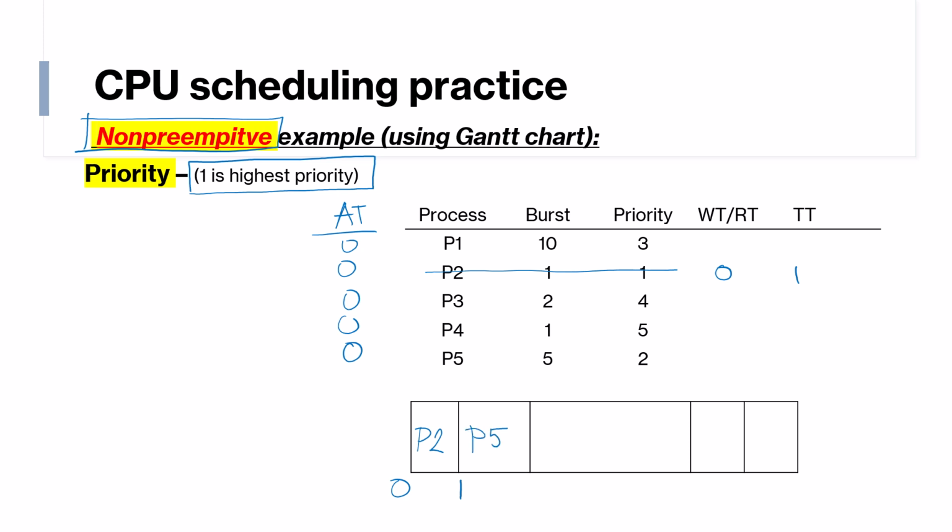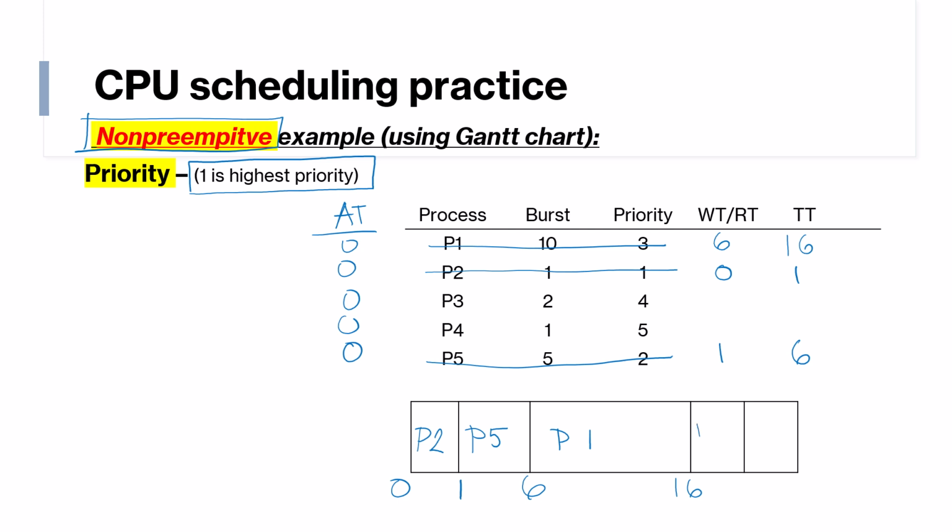P5 is going to get the CPU until time 6. P5 waited 1 time unit. It had to wait 1 time unit from when it arrived to get the CPU, and its turnaround time is 6 time units. Now the current time is 6. The next high priority is going to be P1. P1 will get the CPU for 10 time units. P1 had to wait 6 time units to get the CPU and has a turnaround time of 16 time units.